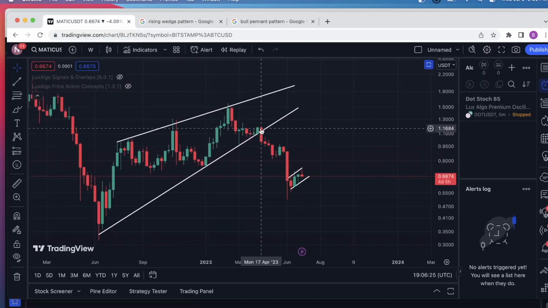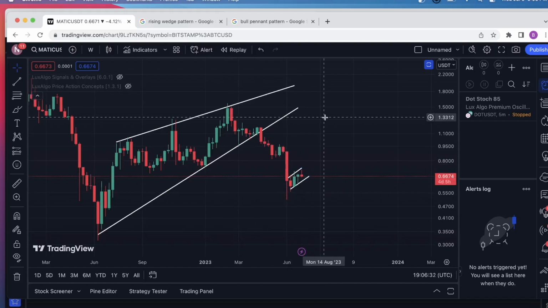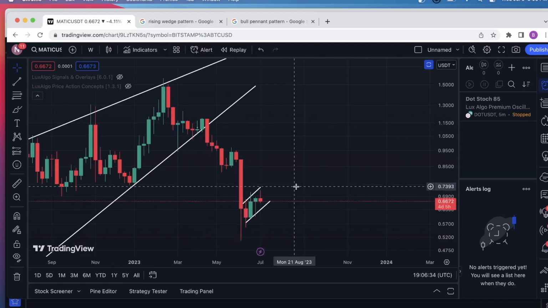Now, normally the target for a breakdown of a rising wedge pattern would be right around here. This would be the target. We came a little bit through the target, but as you see now, again, we're forming the bear flag.